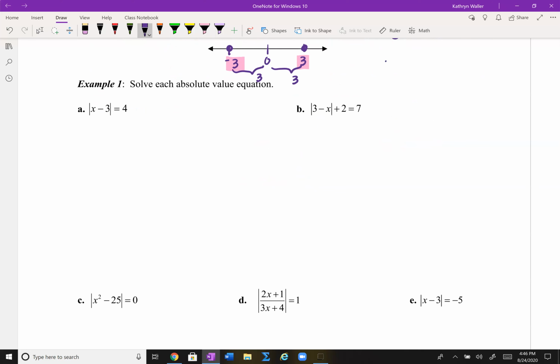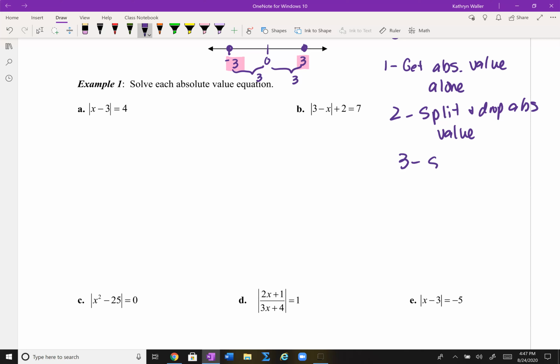Now we're going to start solving some equations. So I'm going to give you some steps. Step number 1 is to get the absolute value alone. Step number 2 is to split it and drop the absolute value. And then step number 3 is to just solve, okay? So if you look at example 1a, the absolute value is already alone. It's the only thing on the left side of the equal sign. So step 1 is done.